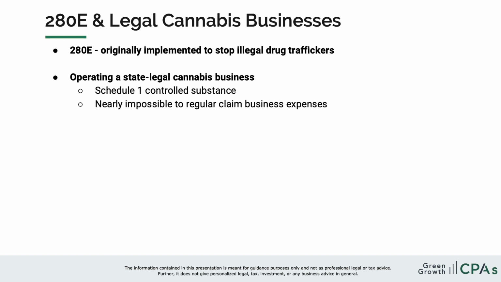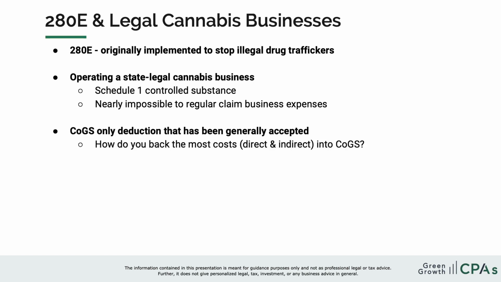Now, cannabis is a Schedule I controlled substance, and that's where 280E comes in. If you're operating a business that deals with Schedule I controlled substances, you can't really take any of those ordinary business expenses that regular businesses would take. These SG&A expenses, things like marketing, office supplies, sales wages, things like that. But using some other tax codes and accrual accounting, you can partially unlock your business from the 280E tax code. Now, as you understand with 280E, COGS is the only deduction that has been generally accepted by the courts.